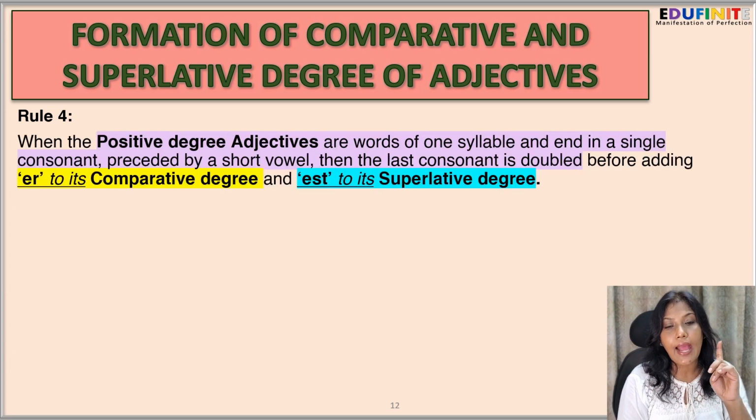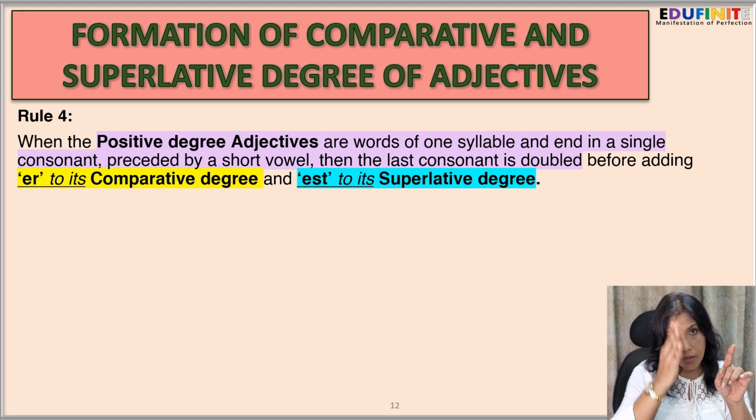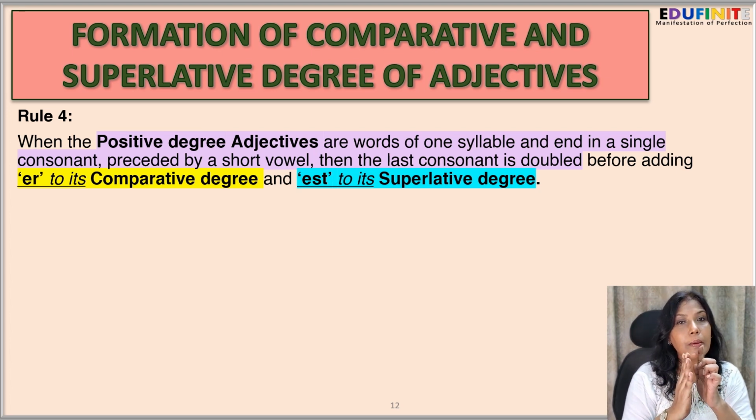When the positive degree adjectives are words of one syllable and end in a single consonant. So remember these points. They are one syllable, that is, monosyllabic words. And they end in a single consonant preceded by a short vowel. So there will be just one consonant letter at its end, and just before the consonant there will be a vowel. So a vowel and then a consonant. That's how the word will end.